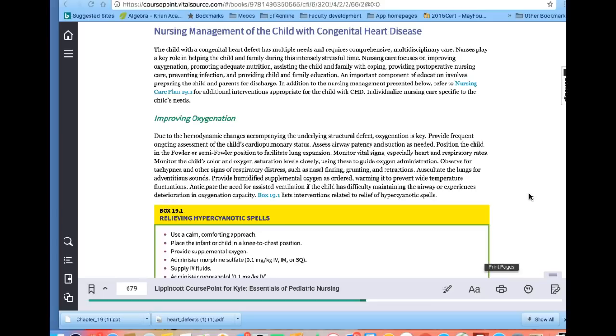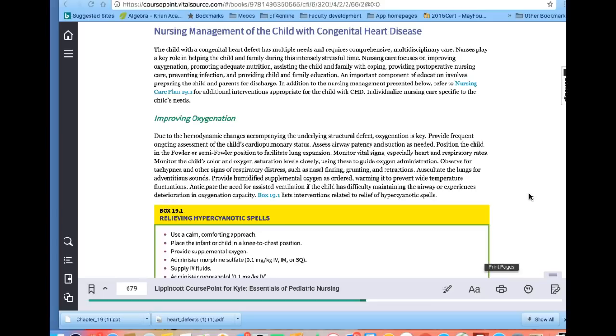There are certain defects that you don't give oxygen to, and those are the ones with increased pulmonary blood flow, okay? So the VSD, the ASD, the PDA, AV canal, okay? Increased pulmonary blood flow, oxygen is not going to help them. You can give them oxygen, but oxygen is not going to improve if they are low. So we're going to improve their oxygenation.